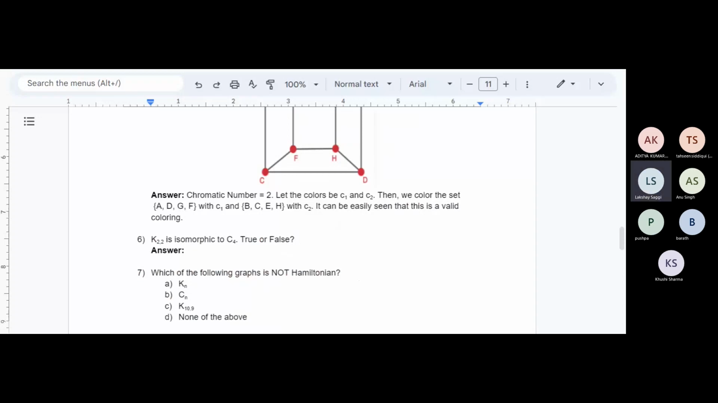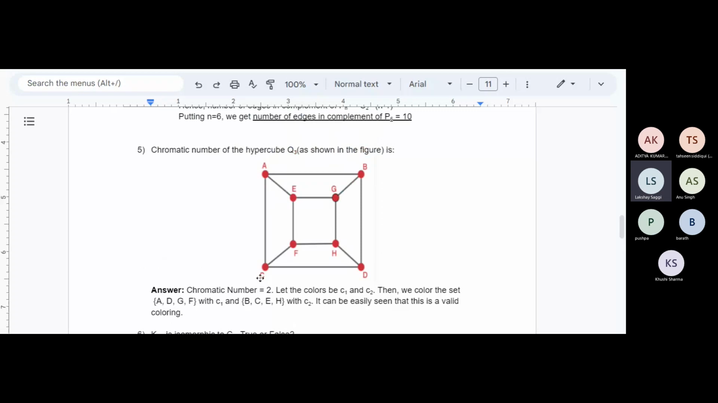So Kushi is asking. A is connected to E, C, B. So if A has C1 color, these three. So Kushi is giving a similar thinking argument. Kushi is saying, just as in the previous question, that A is connected to E, C, B. So E, C, B can be given, let's say, a color C2, and A is given a color C1. Then D also has a C1 color, and H has C2 color.